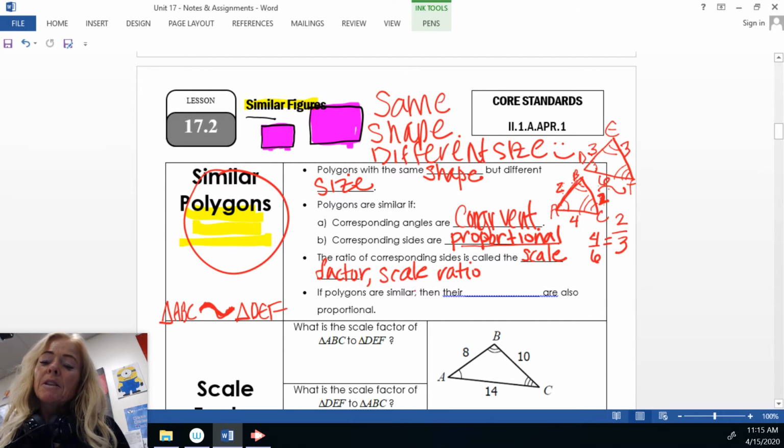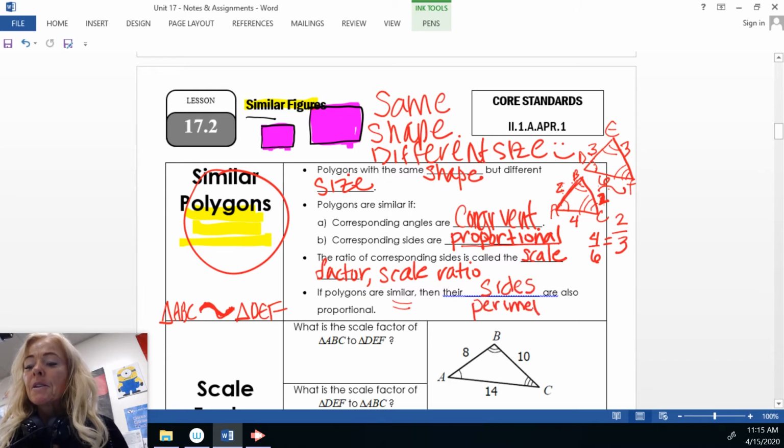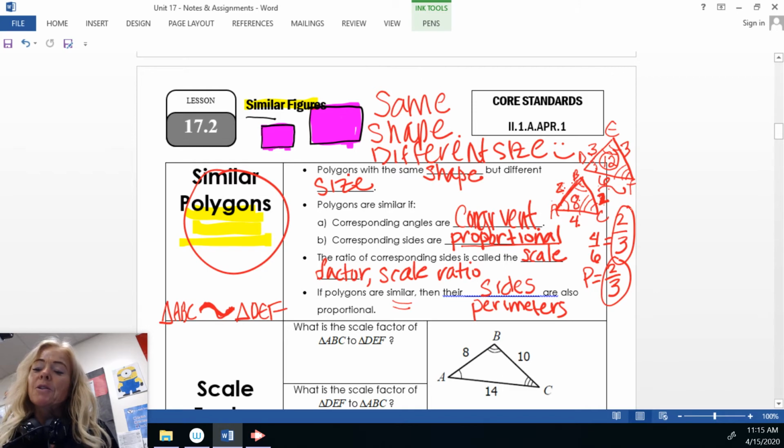All right, so if polygons are similar, then their sides and perimeters are also proportional. So that means if I take the perimeter of this triangle, 2 plus 2 plus 4 is 8 for the perimeter, and I know that if it's 2 to 3, 2 times 4 is 8, so 3 times 4 is 12. This has to be automatically a perimeter of 12 because the perimeter scale factor is also 2 to 3, while the sides scale factor is 2 to 3.